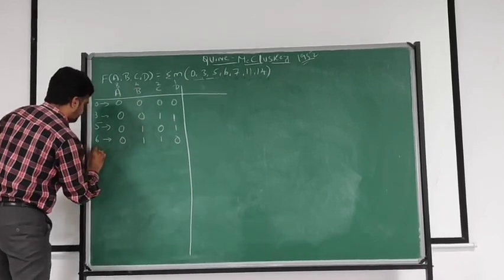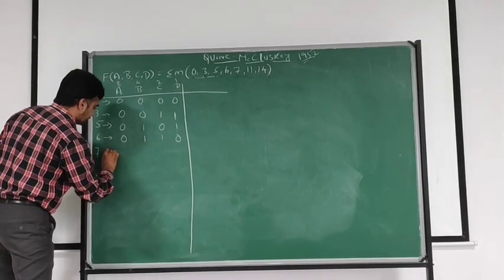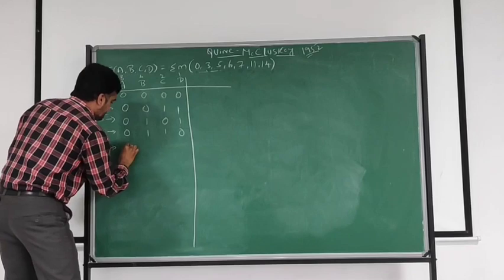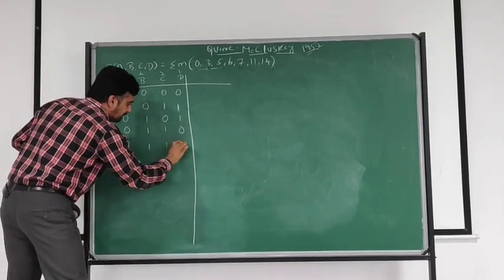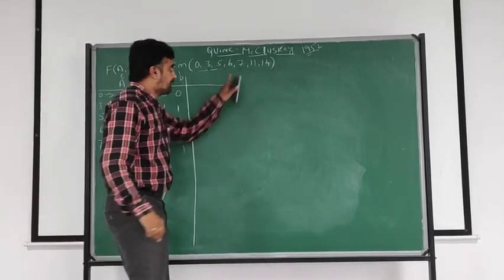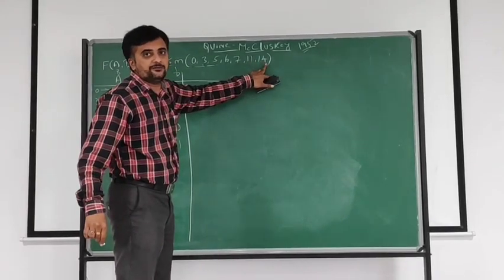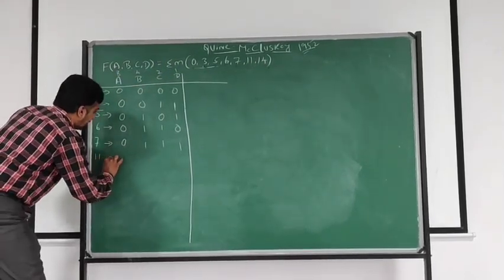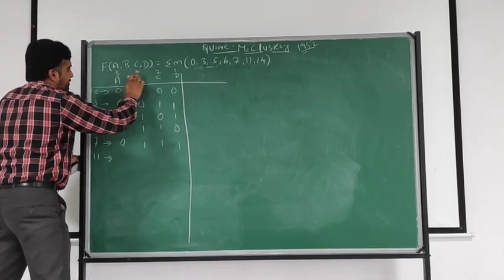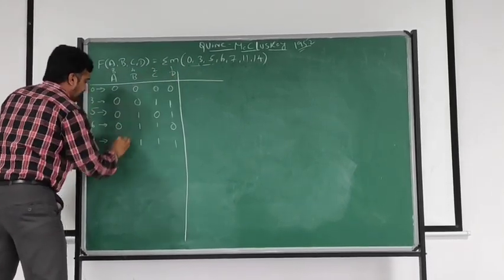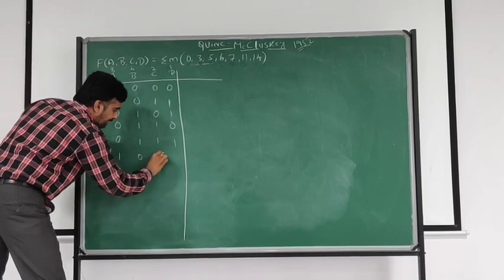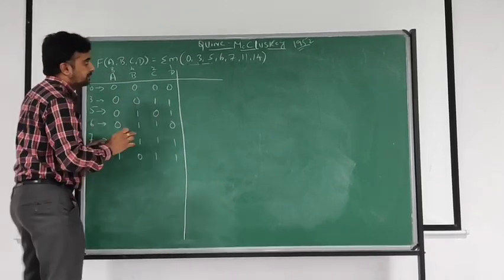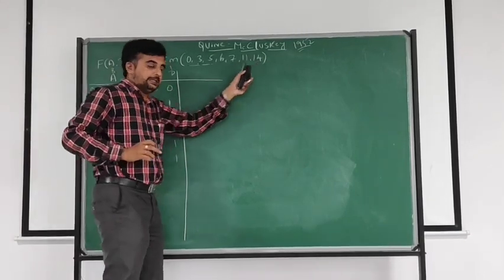7 is 4 plus 2 plus 1, so 0, 1, 1, 1. Clear? Next, after 7, 11 is also a number with three ones, and 14 is also. So after 7, I go for 11. 8 plus 2 is 10, 10 plus 1 is 11. So 1, 0, 1, 1. Clear?